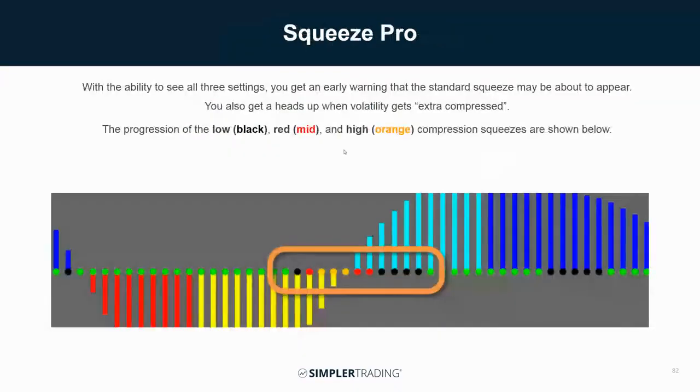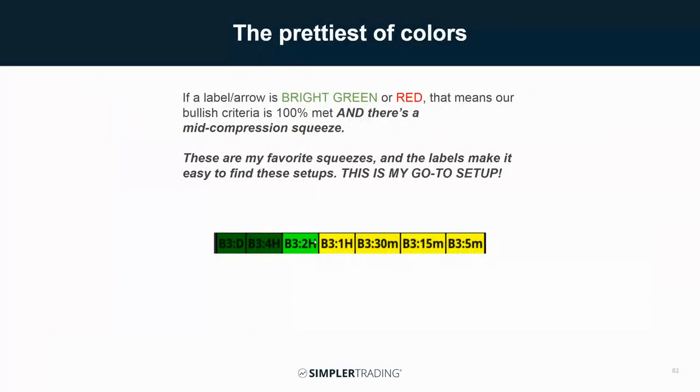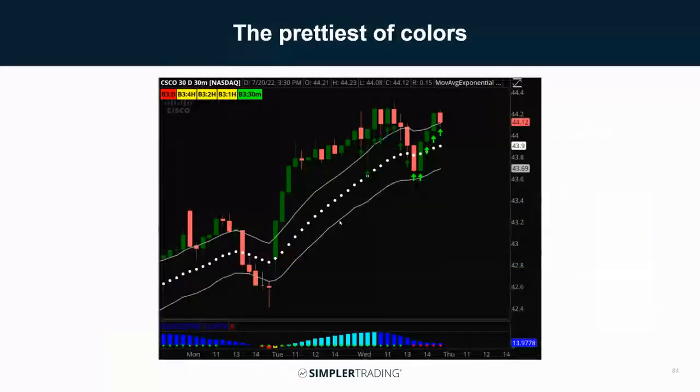So like I mentioned earlier, with the Squeeze Pro, you're looking for different levels of compression. You got the low compression squeeze with the black dot. You got the red dot squeeze with mid compression, and then you got the high compression squeeze with the orange dot. The original squeeze signal is the red dot. That's my favorite. So anytime we see a bright green, bright red, just know that we have our criteria and we have that red dot squeeze, the OG original squeeze.